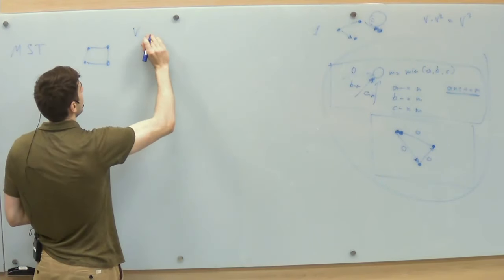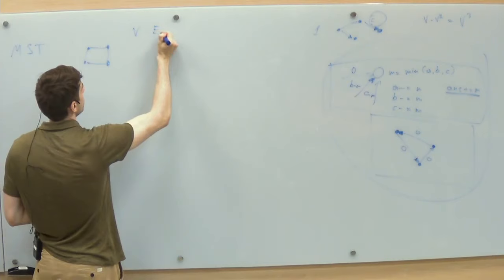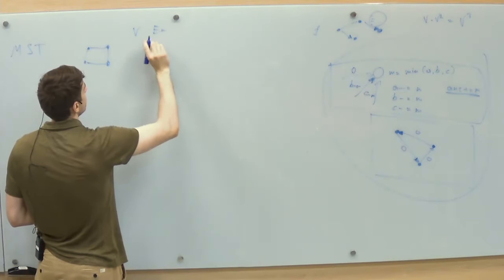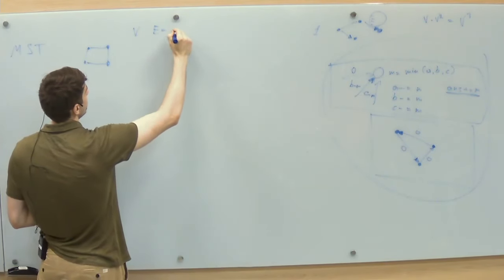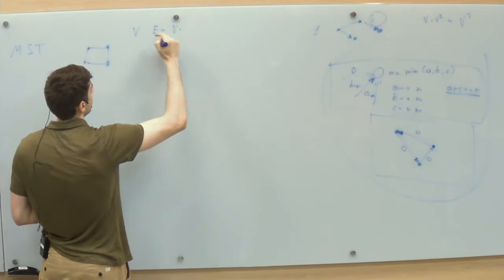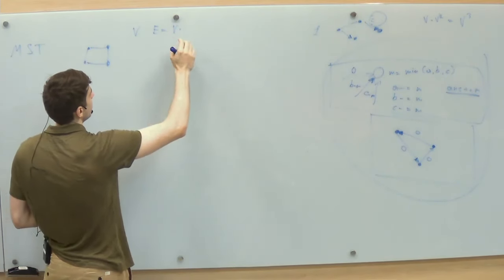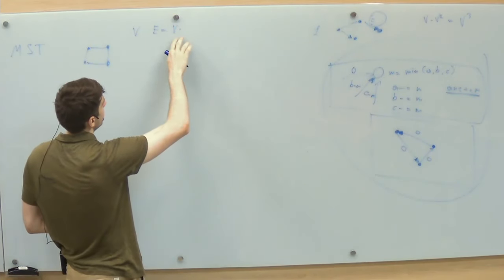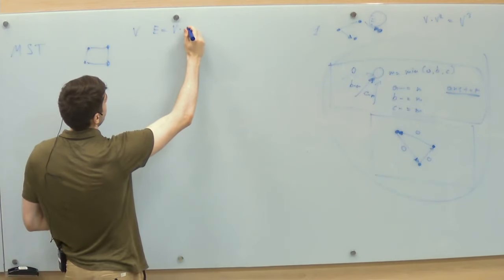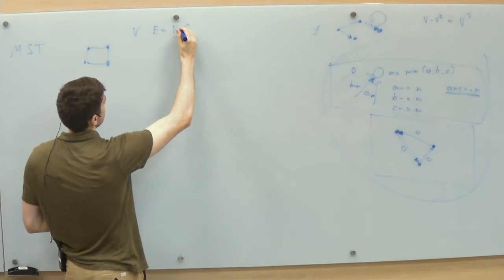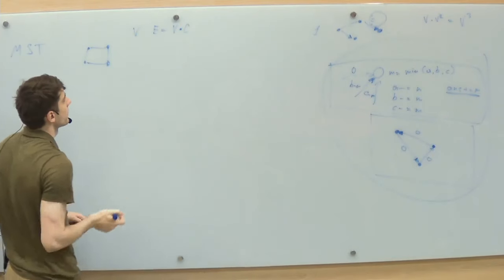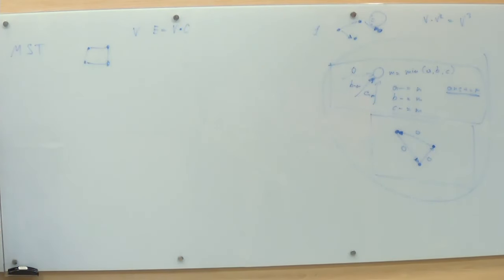So let's consider the variation of the sparse graph, where the number of edges is about the same as the number of vertices, so just the number of vertices multiplied by some constant. So what would be the optimal algorithm to solve this problem?